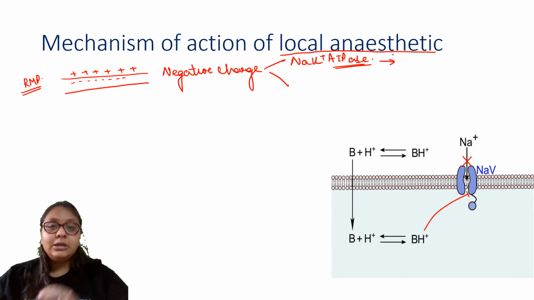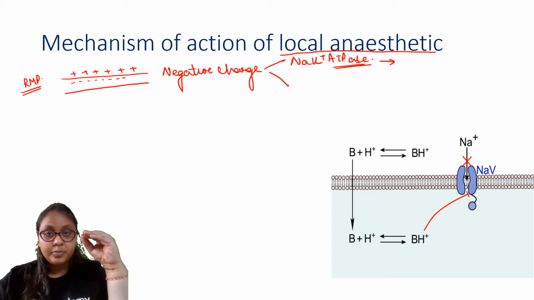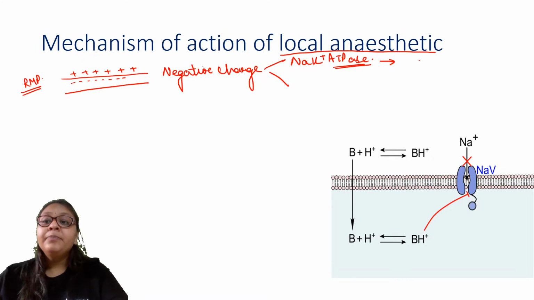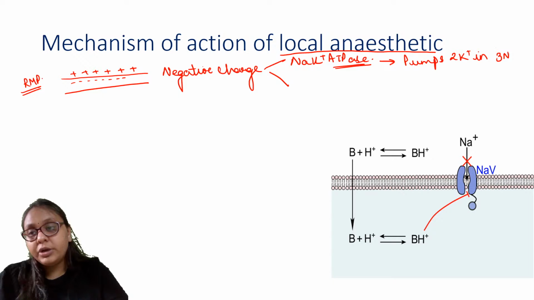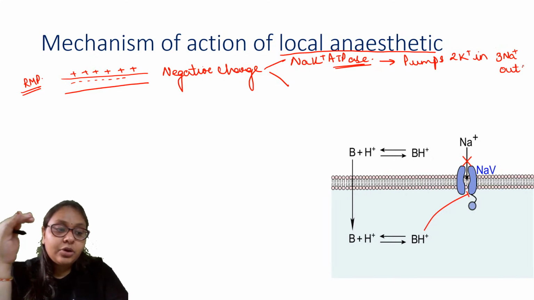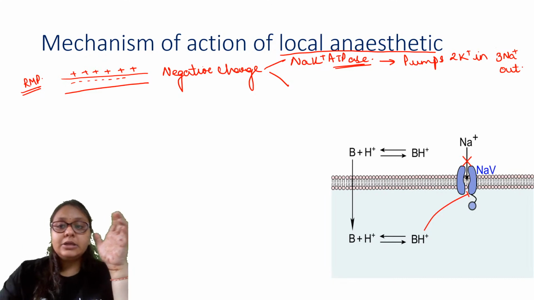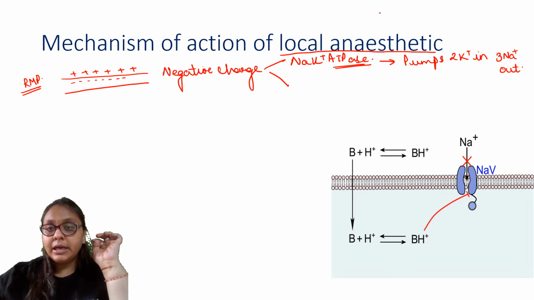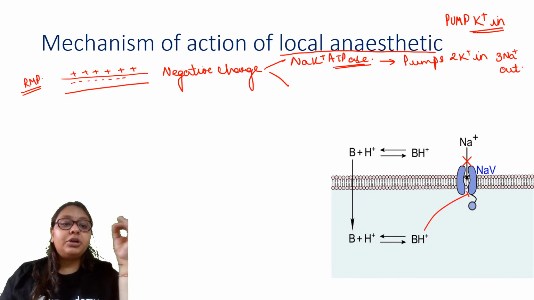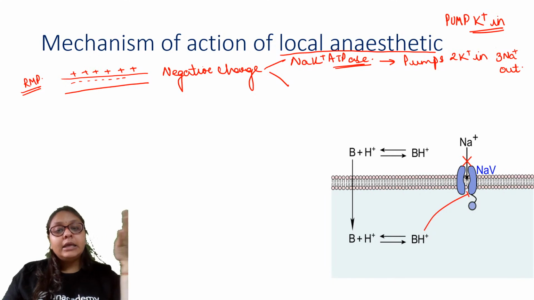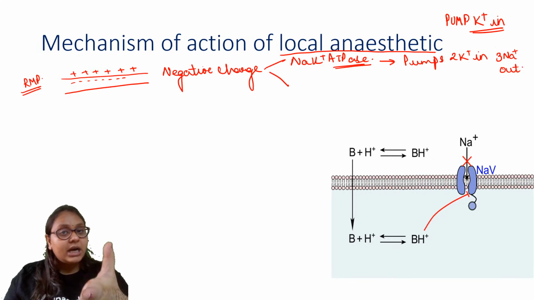What it does during the resting state is it pumps 2 potassium in and 3 sodium out. So how do we remember this? Pumpkin, pumpkin. So in the resting membrane potential, in the resting state, there is negative charge inside.